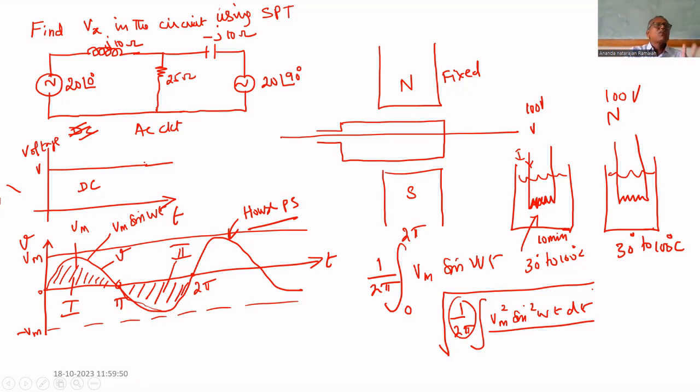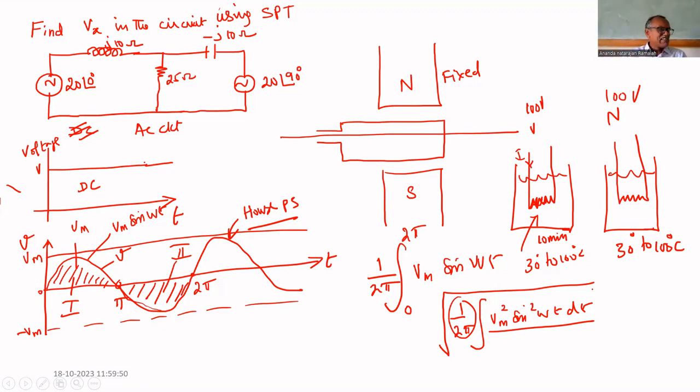That's why we call it AC, because there must be a meaning. Why are we calling it 100 volt? Because it gives the same effect as 100 volt DC. That's why the meaning of root mean square value is DC equivalent. It is DC equivalent. We forget all these things.